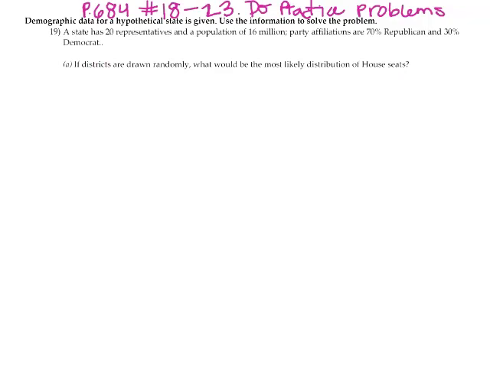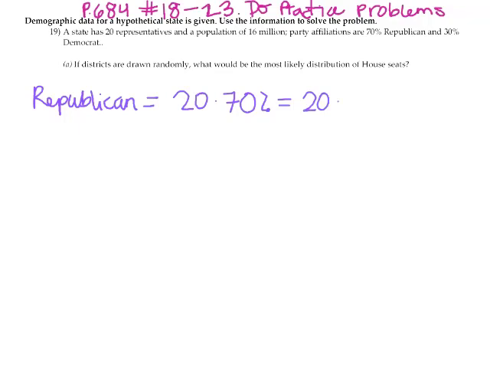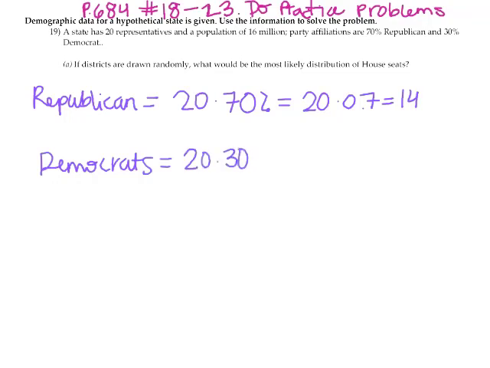For this, we would do the following. We'd calculate the Republican districts at random by multiplying the 20 representatives by 70% Republican Party affiliation. And remember, when multiplying percentages, you want to convert them to decimals. So 70% becomes 0.7. So there will be 14 Republicans. And for Democrats, we'll do the same. We'll multiply the 20 representatives by 30% party affiliation. So again, we convert the percentage to decimal, 0.3, and we get 6 House seats for Democrats. Therefore, the most likely outcome for the distribution of House seats is 14 Republicans and 6 Democrats. And that would be your final answer for a problem like this.